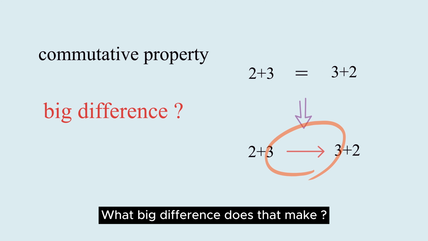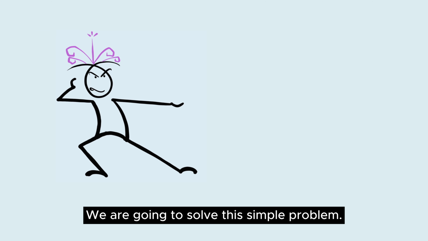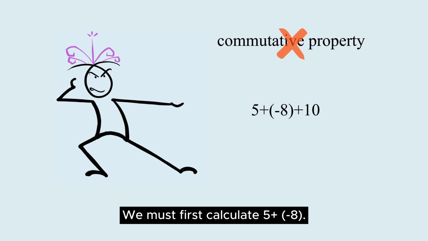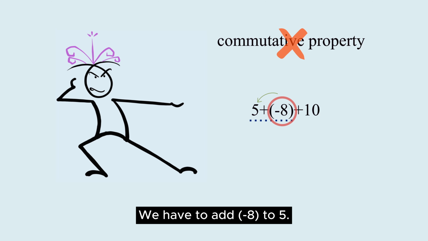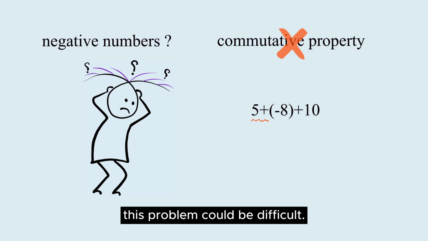What big difference does that make? Sure, there is a very big difference. We are going to solve this simple problem. If the commutative property of addition does not hold, we must first calculate 5 plus minus 8. We have to add minus 8 to 5. If you're not good at operating with negative numbers, this problem could be difficult.